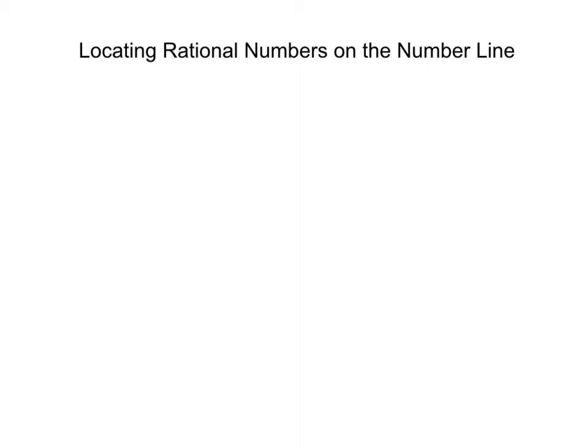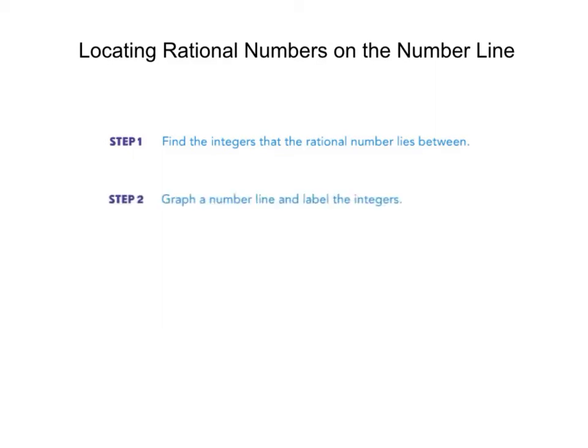I'm going to go through the 4 steps and then I'm going to show you an example using the 4 steps. So step number 1 is to find the integers that the rational number lies between. Step number 2 is to graph a number line and label the integers. Remember again that integers are whole numbers. They can be positive or negative.